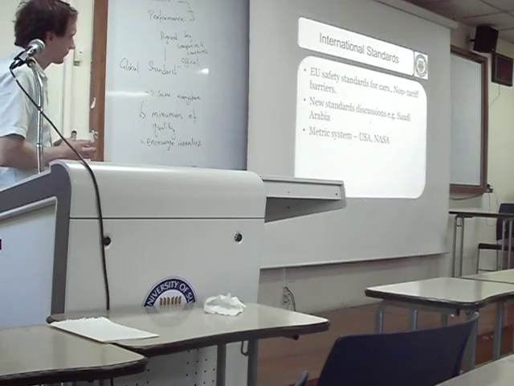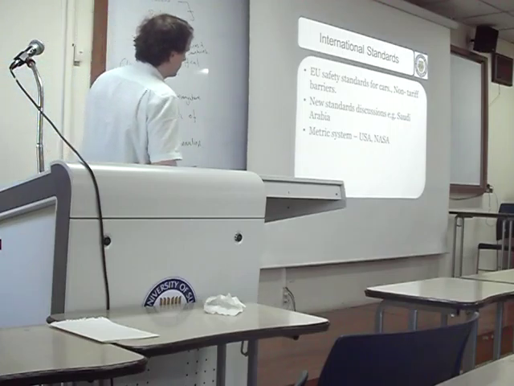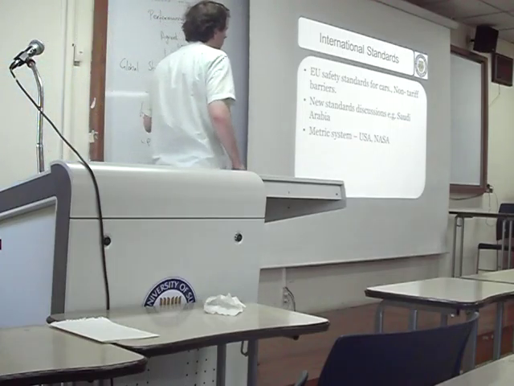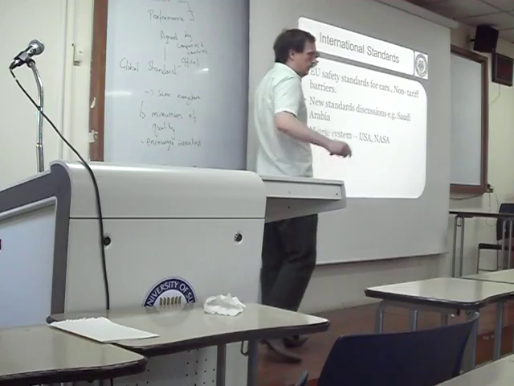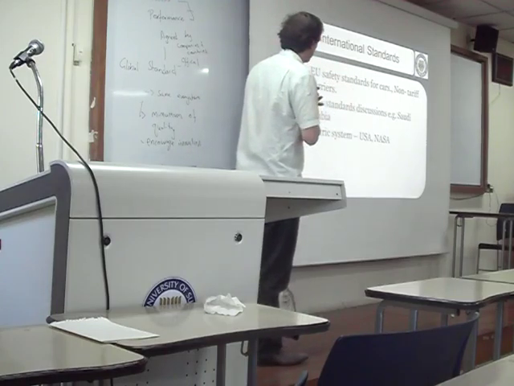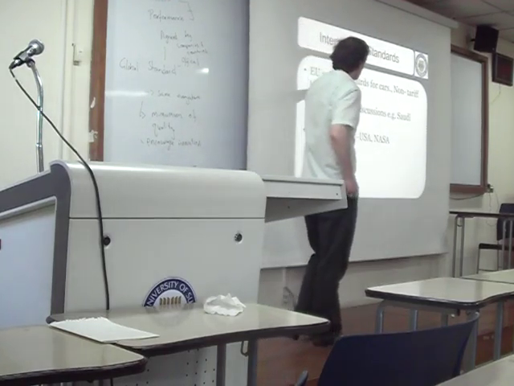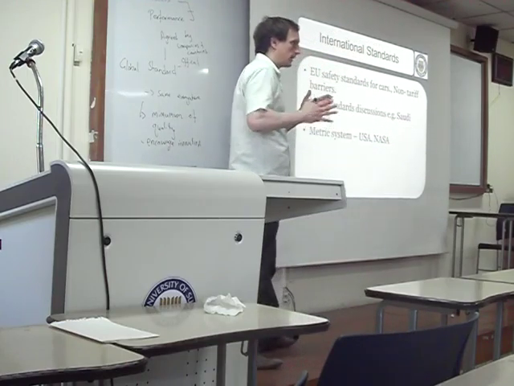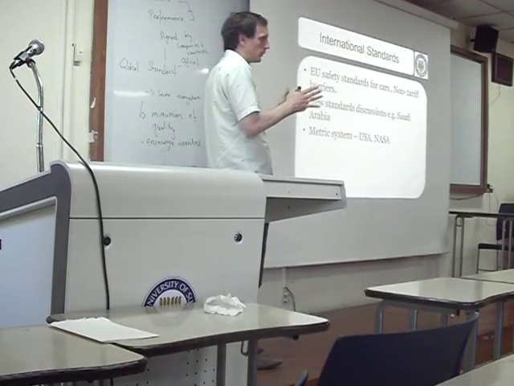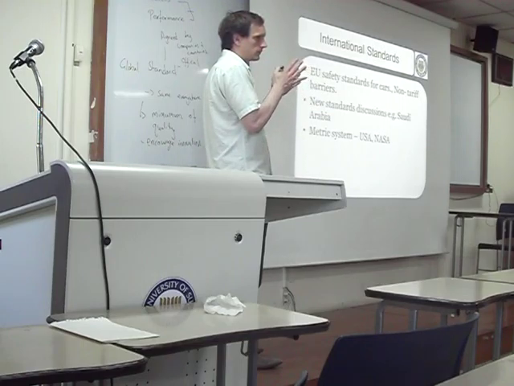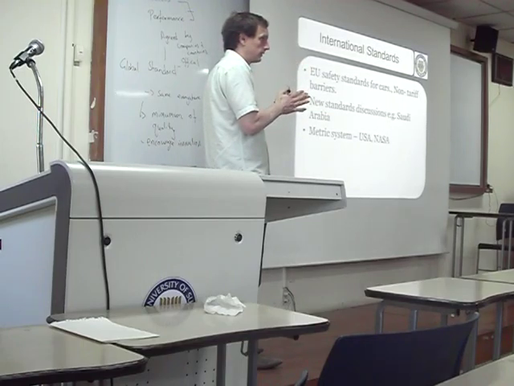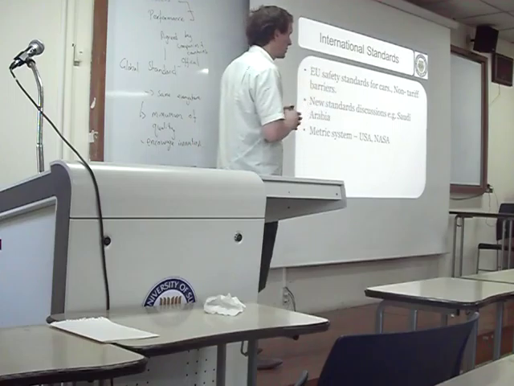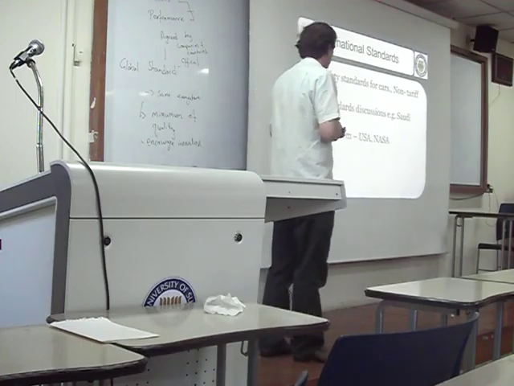So, international standards. We have the EU. They make their own standards just for Europe. For example, safety standards for cars are like a non-tariff barrier. Okay, your car door needs to be this wide in Europe. But Korean factories make their door this wide. Okay? So they have to go and change everything.